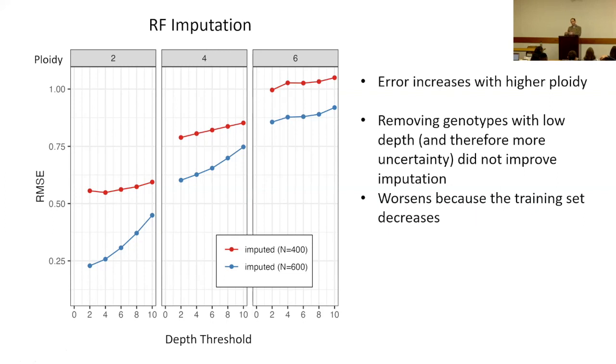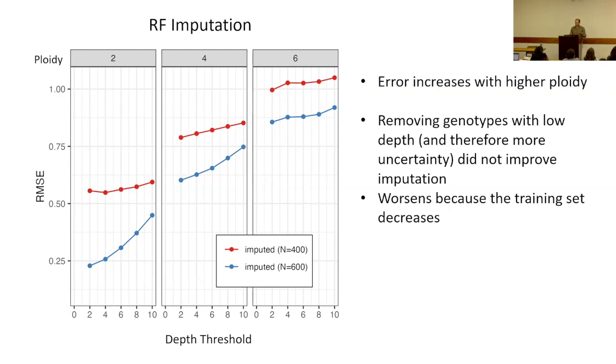But it seems that actually the trade-off, having the larger training data set, even though the quality of the data is lower, actually seems to win out in terms of these two competing effects. The size of the training data set is larger as you lower the depth threshold, even though the error of that individual particular call is going up.